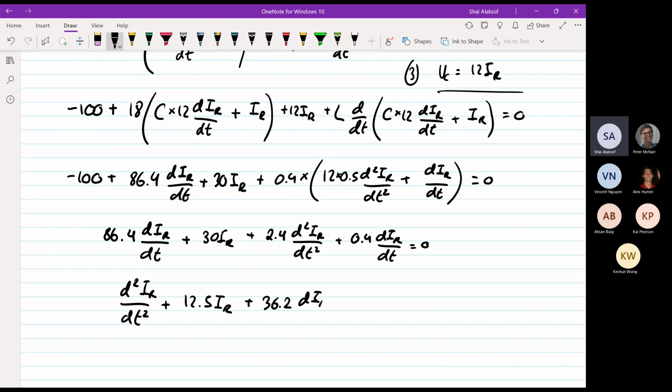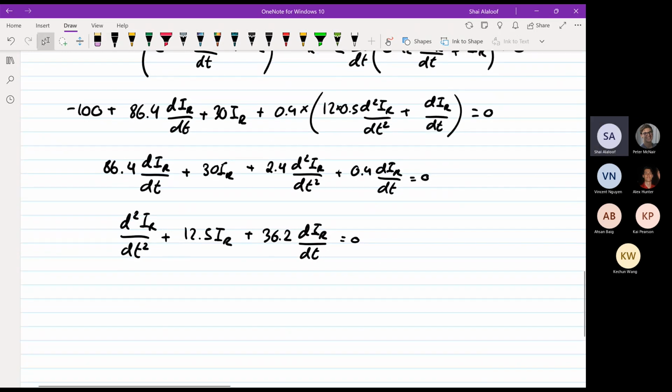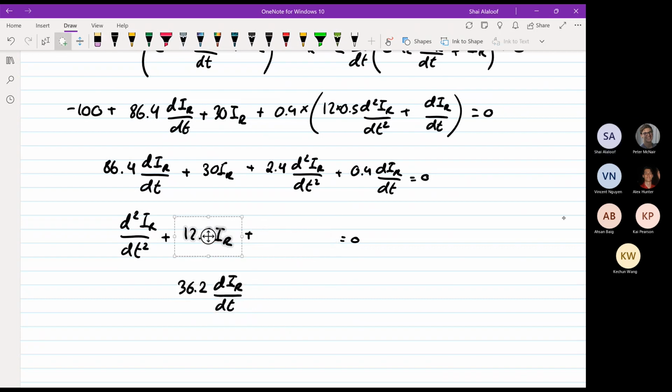The IR over dt equals 0. Cool. That is our characteristic equation. And actually, I'm just going to move these just so that it's in the proper form.